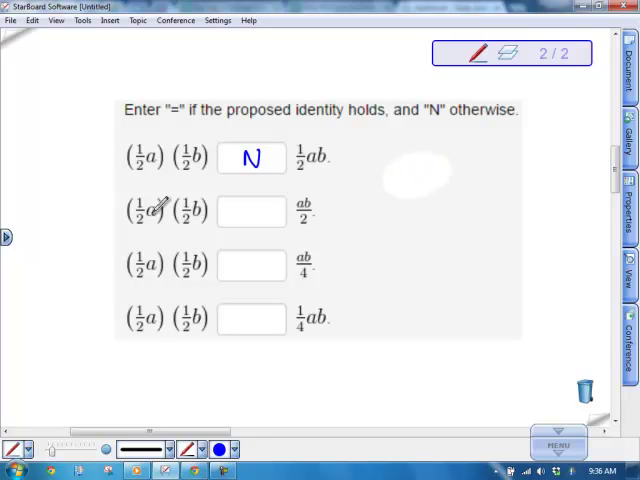Okay. The next one should be 1/4 again, because 1/2 times 1/2 gives you 1/4. There's not a 4 down here, so that's not true. This one does give me the 4, so that is equal. And then 1/2 a times 1/2 b does give me 1/4 ab, so this one is equal as well.